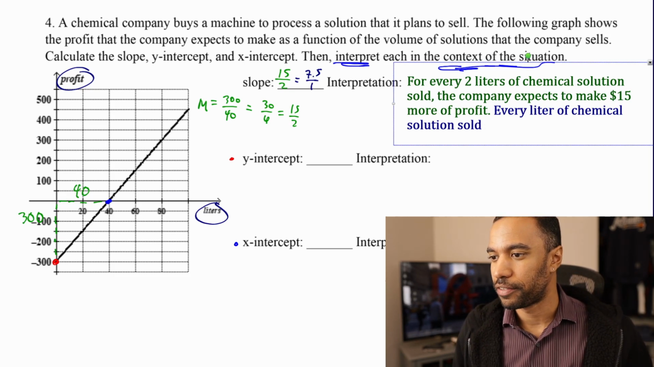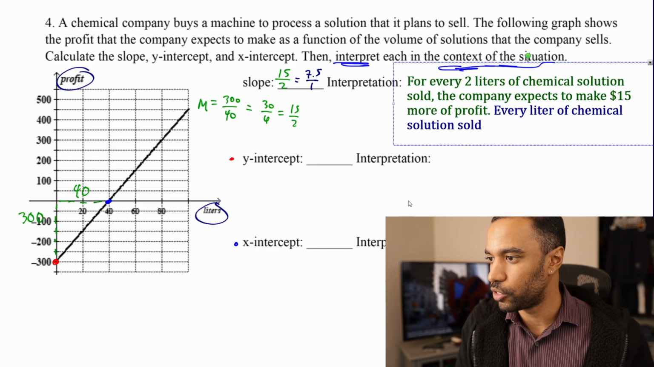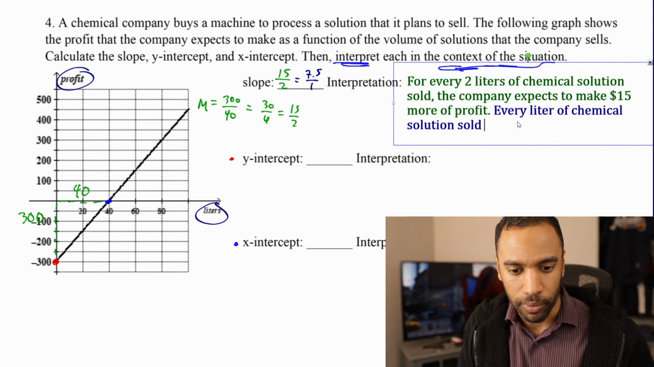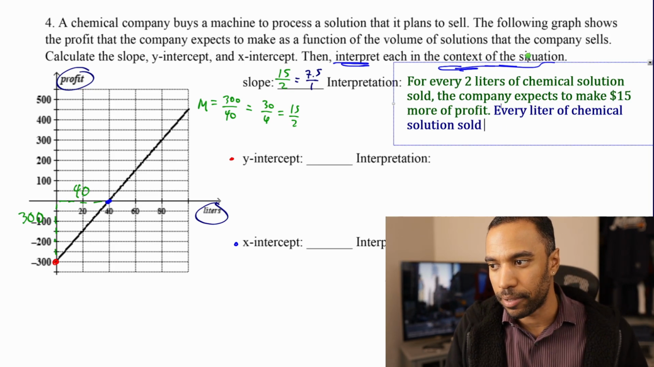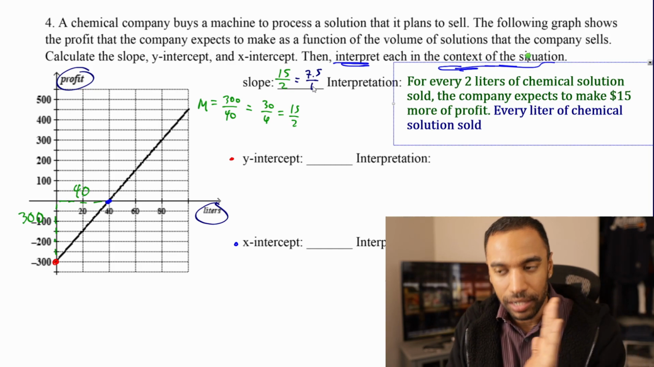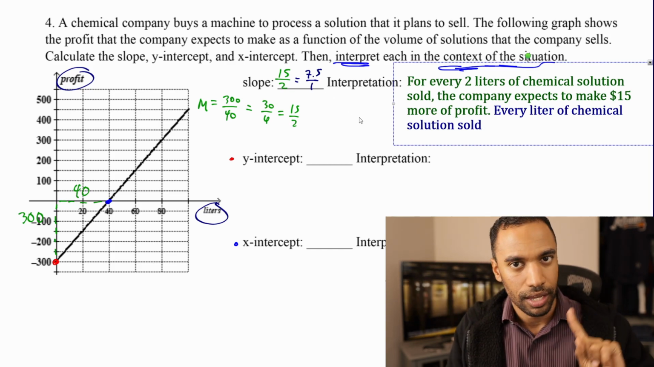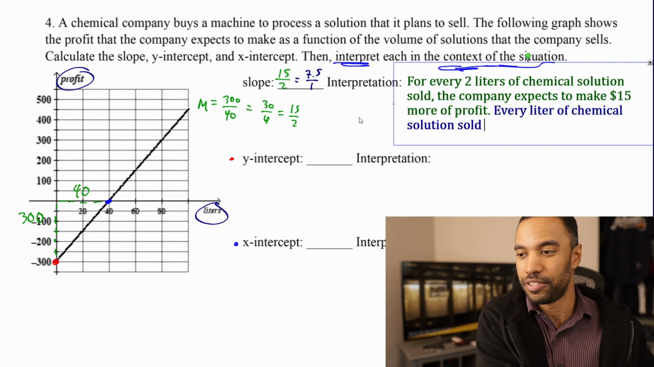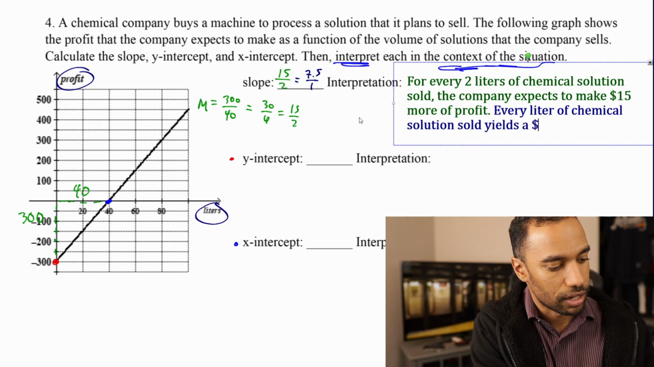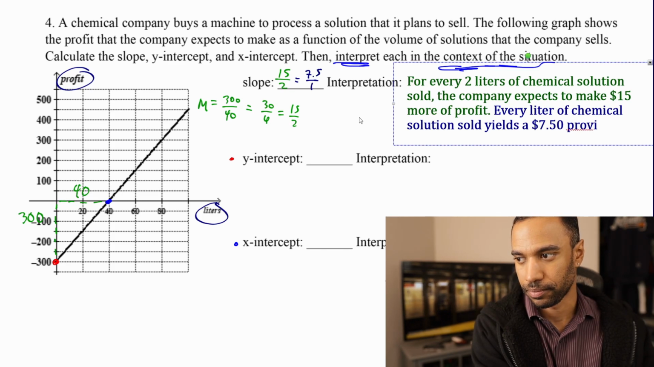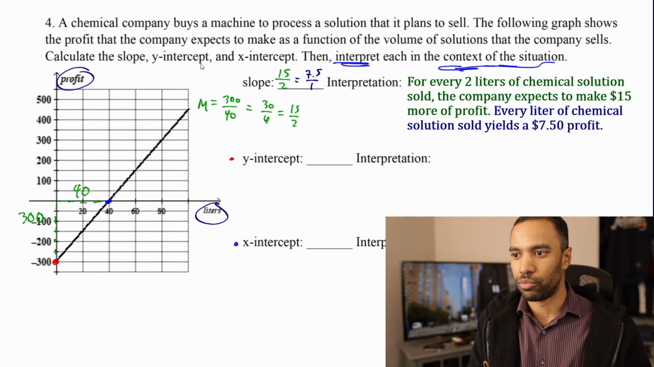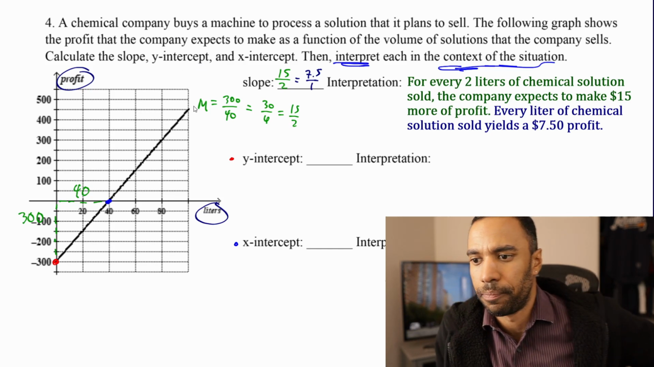Slope. Okay, every liter of chemical. So I had the 15 over 2 here. Every 2 liters of chemical solution sold, the company expects to make $15 more profit. So for every 1 liter, I'm going to use 7.5 over 1. Every time I sell 1 liter of chemical solution, I profit $7.50. It yields a $7.50 profit. You know, just that unit rate kind of helps in some circumstantial ways. The whole point is slope-based things, so that works.